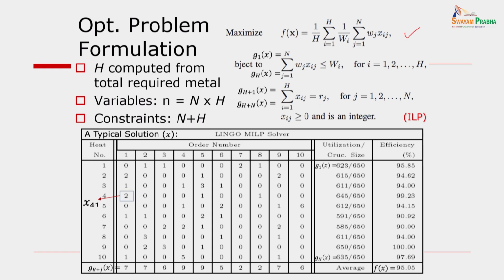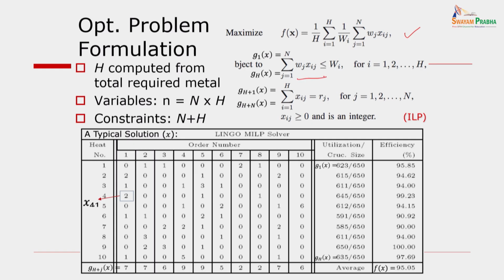It says from the ith heat, ith time you heat 650 kilo, jth casting, how many copies you're going to make, because for every casting maybe you have 10 copies to be made, 8 copies to be made, like that. And this is the total metal utilization which you want to maximize.